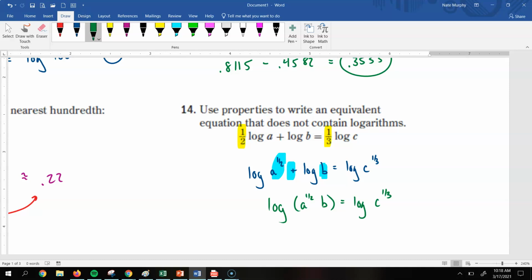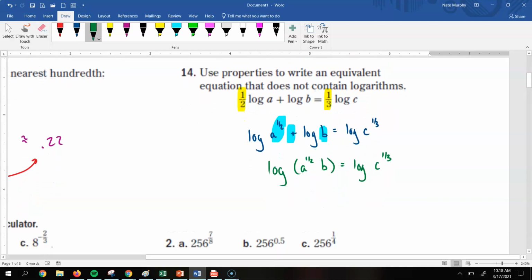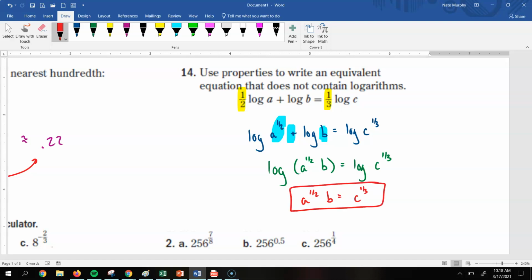Now we could undo the logarithms by basically taking the inverse log of both sides. And then we would have just a to the 1/2 power times b equals c to the 1/3 power. And that is all we can do. So that would be your final answer.